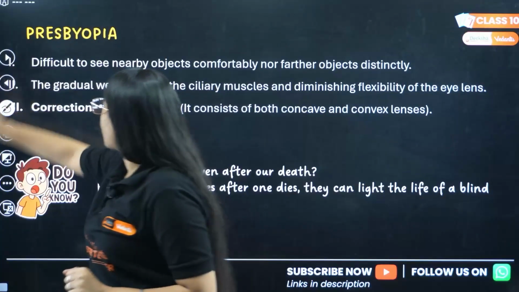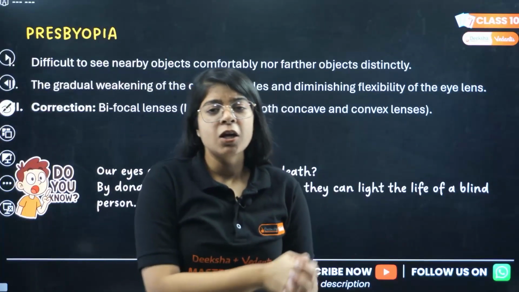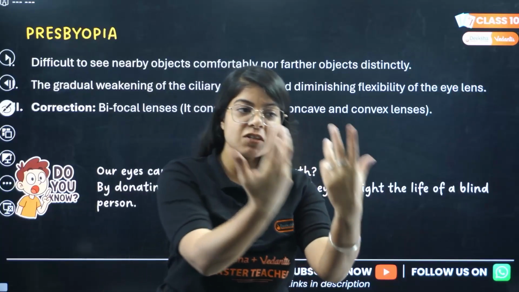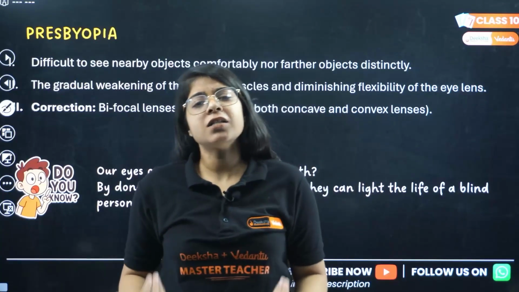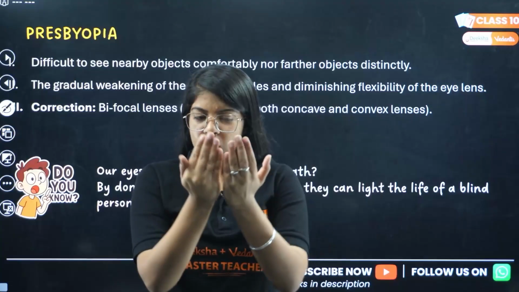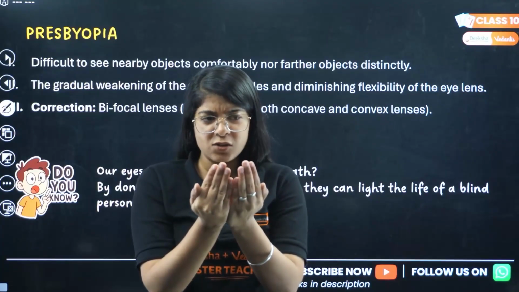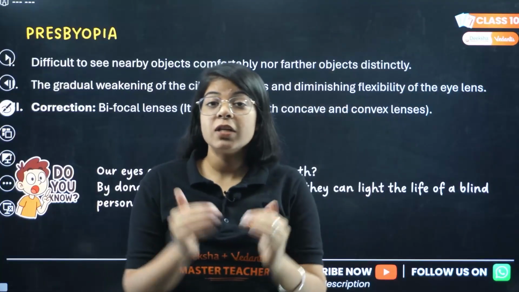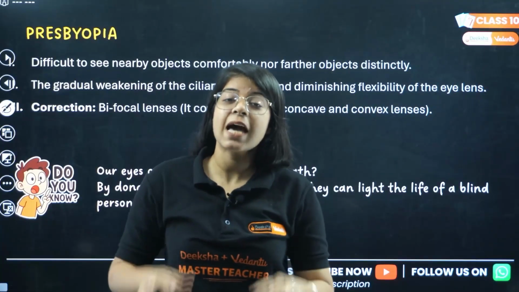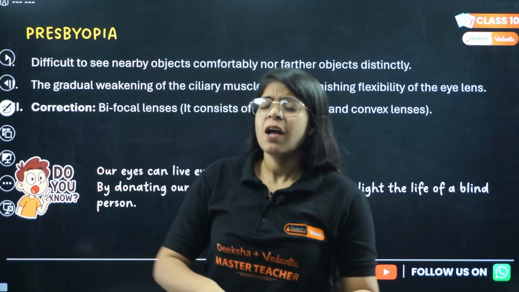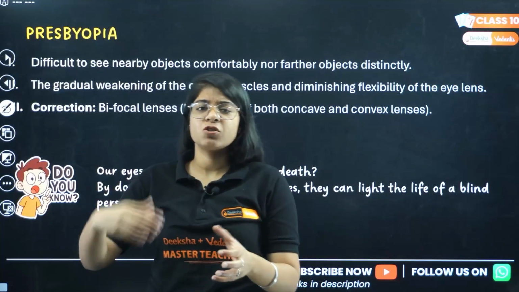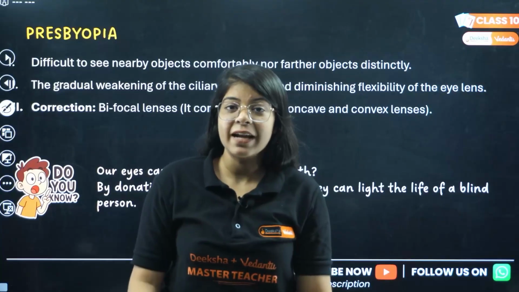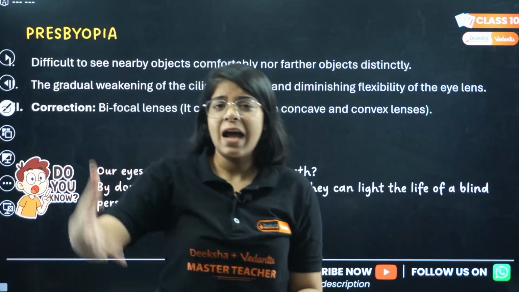Then the next topic we have is presbyopia. Presbyopia is a defect in which the person cannot see far objects clearly and cannot see nearby objects clearly. So the person cannot even read the book, and he cannot even see the children playing there. Why does this happen? Mostly this happens due to old age. In old age, all the muscles get weak, right? All the muscles of our grandparents get weak.